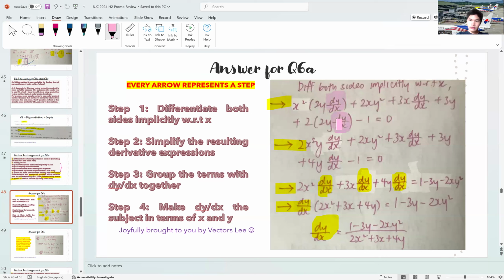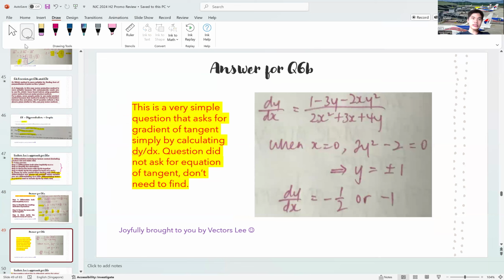So I believe that I've given you some time to get the answers already, and if you need more time, you can pause the video. Otherwise, I'm going to move on to the next question. The next question is quite simple, right? Find the gradients of the tangents. All you need to do is substitute a value for x and then calculate dy/dx.